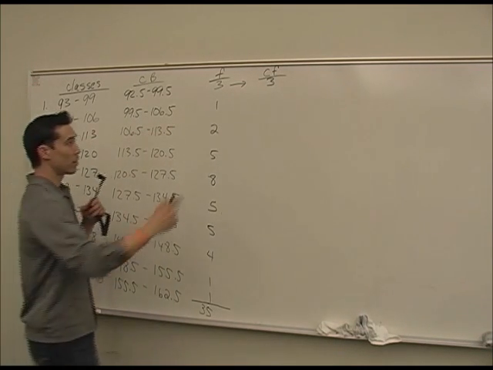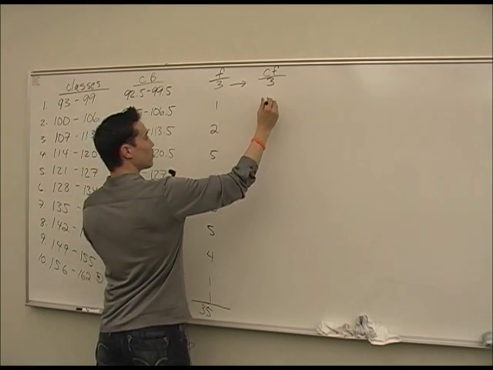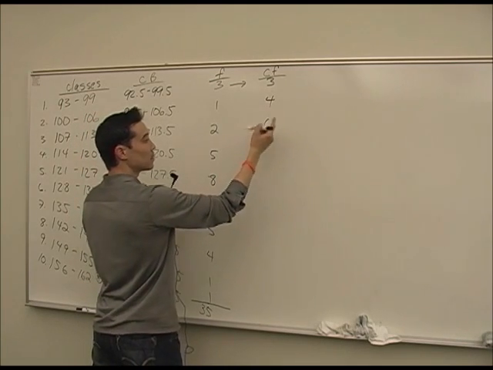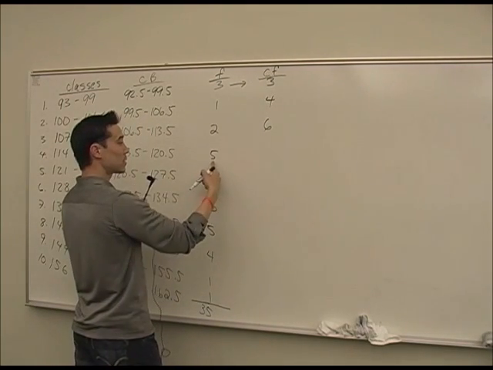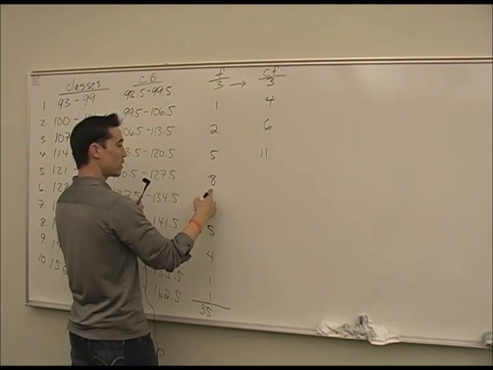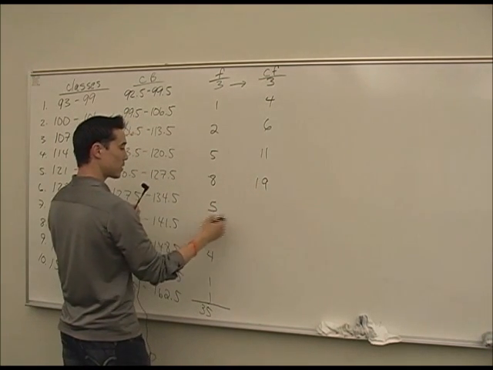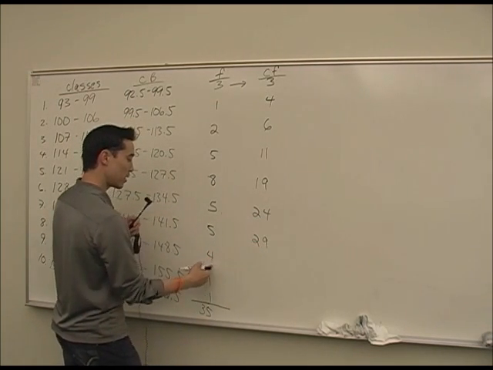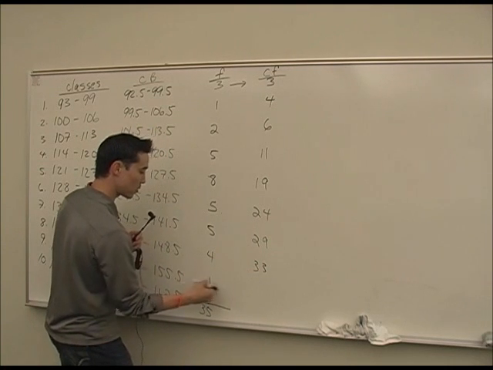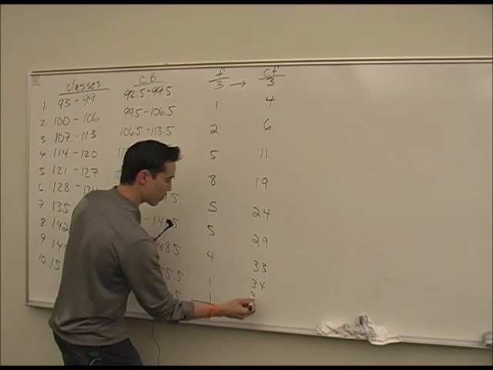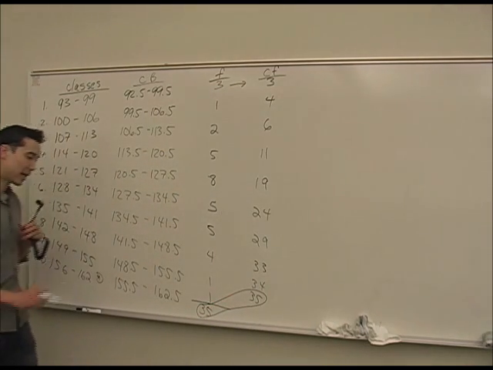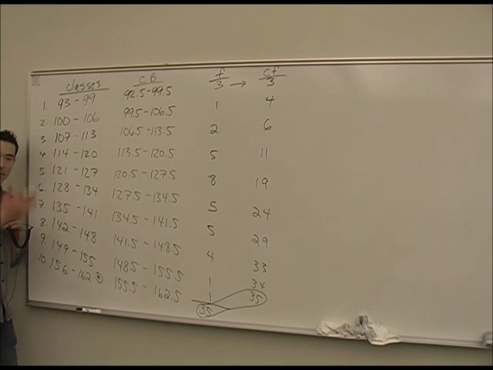Okay? So 3 plus the next frequency is 4. 4 plus the next frequency is 6. I'm just doing a running sum. Okay? 6 plus the next guy is 11. 11 plus the next guy is 19. 19 plus the next guy is 24. Plus another 5 is 29. Plus another 4, 33. Plus a 1, 34. Plus another 1, 35. You'll know that you did this right if that bottom diagonal matches the numbers, right? If I'm adding up all those numbers, it better add up to 35.